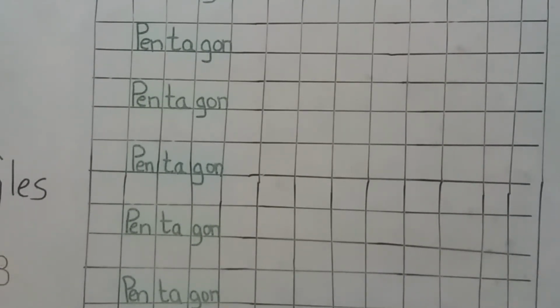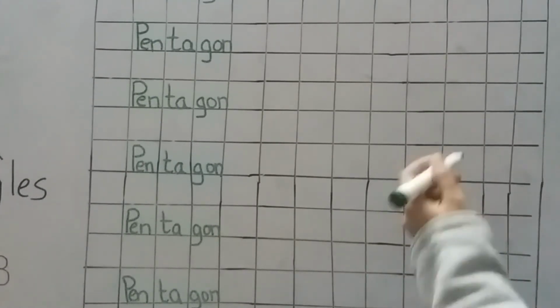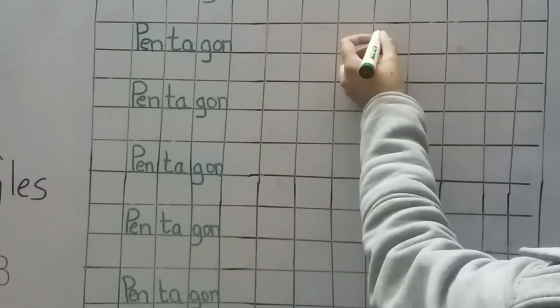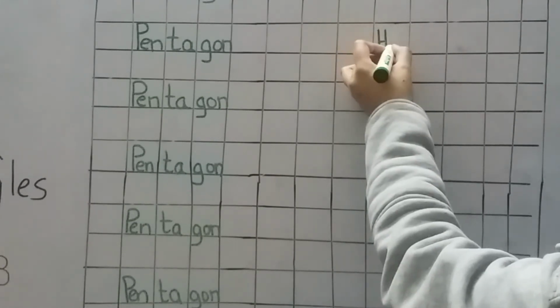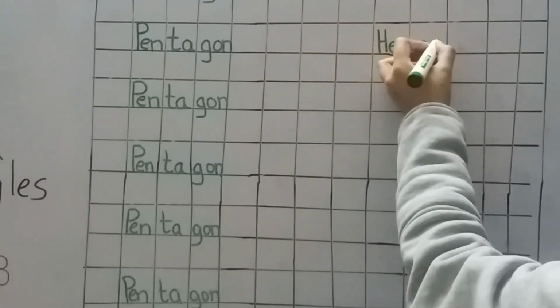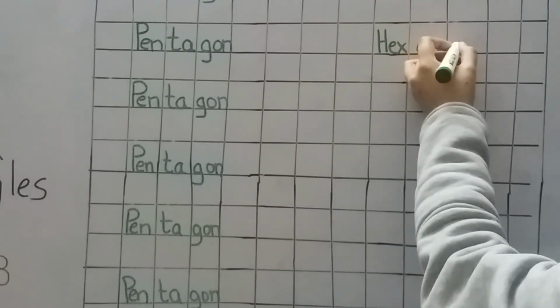Next one is hexagon. Hexa means 6. Penta means 5. And gon means angles, meaning 5 angles, 6 angles. Let's do hexagon now. And capital P, capital H. Okay? H, E, X, hex. A, G, on.